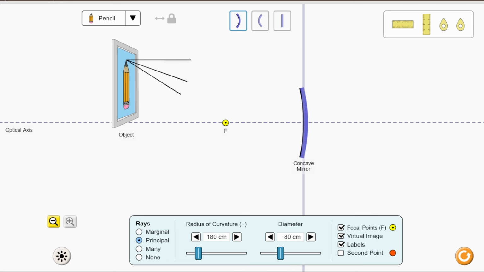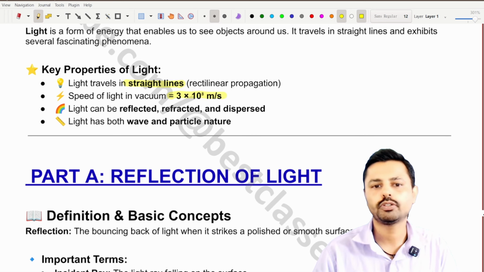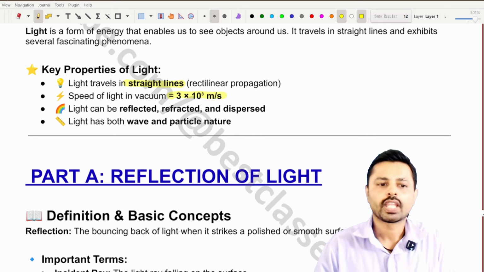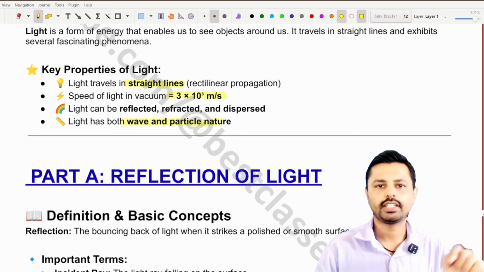Let's observe. It travels in a straight line. The speed of light is 3 lakh kilometer per second, or 3 into 10 to the power 8 meter per second. Now light can be reflected and dispersed. Dispersed means it can go into all the directions. Wow! Light has both wave and particle nature.